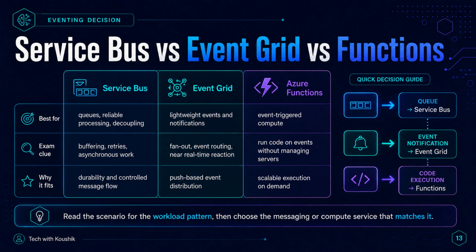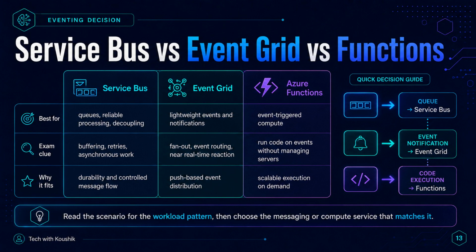Use it for reliable queues, retries, buffering, and asynchronous processing. It is a strong choice when work must not be lost. Event Grid is an event routing service. Use it for lightweight notifications, fan-out, and near real-time event distribution. It tells other services that something happened.